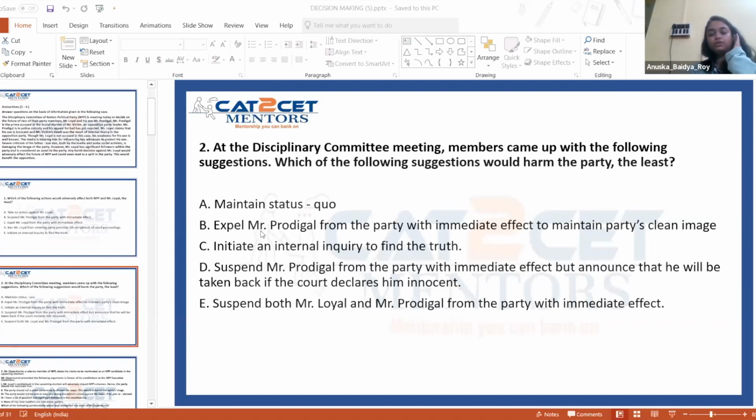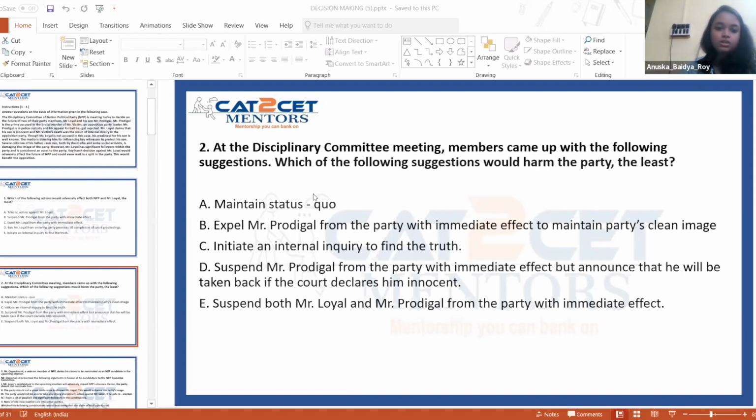Okay, we move to the next question. Now, see, at the disciplinary committee meeting, members came up with the following suggestions. Which of the following suggestions would harm the party the least? Okay, again, read the question. Which suggestion would harm the party the least? So we have to select the option that is least harmful to the party.